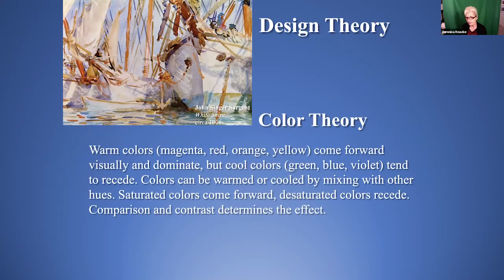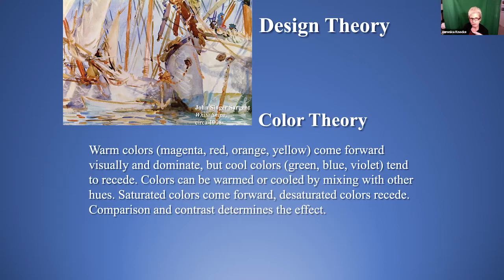So color theory, also we use color to organize information and to express some ideas. Warm colors, magenta, red, yellow, orange, come forward visually and dominate, but cooler colors like green, blue, and violet tend to recede. Colors can be warmed or cooled by mixing with other hues. Saturated colors will come forward, desaturated colors will recede. The comparison and the contrast will determine what the effect is.